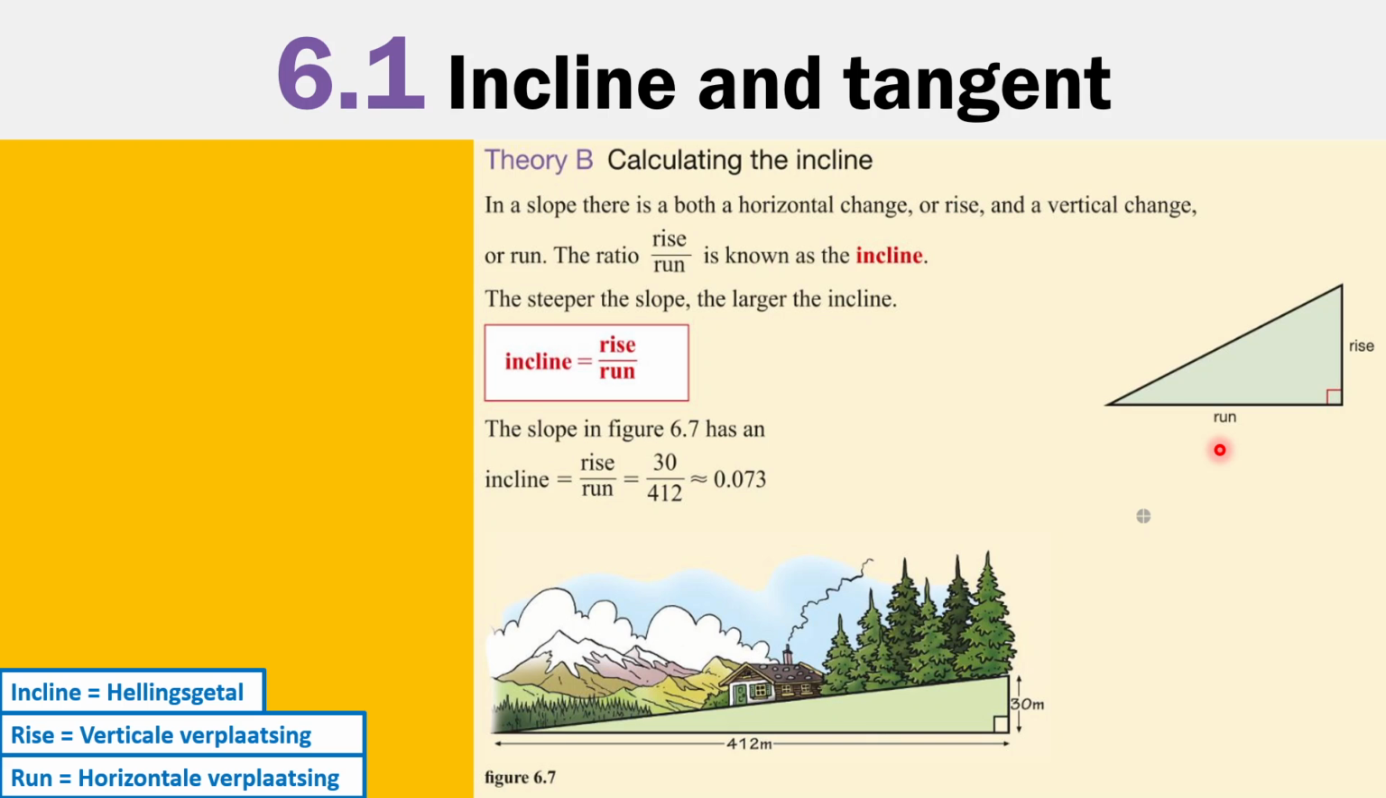The incline is a so-called ratio. It is a fraction of rise divided by run. So here the incline is the same as if there's a number here divided by a number here. So let's say you have a practical situation like here where my rise is 30 and my run is 412. The incline is now equal to rise divided by run. That means in this case 30 divided by 412.